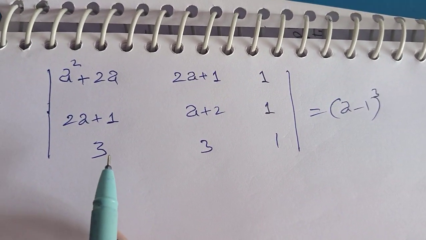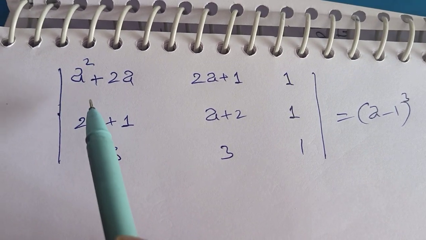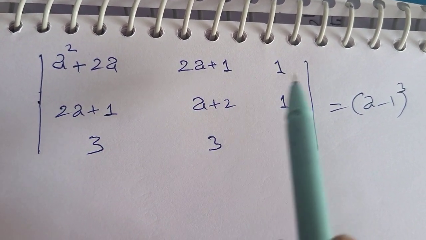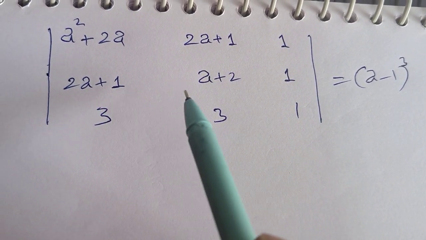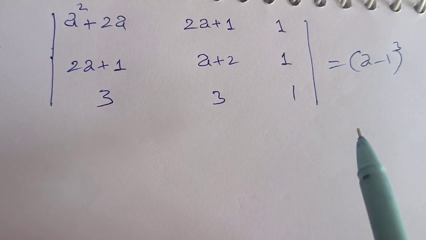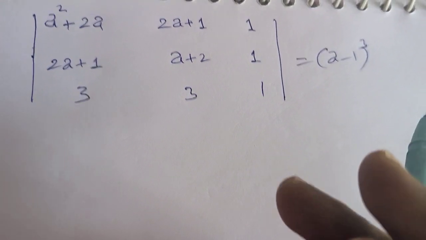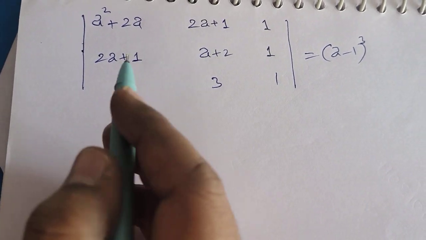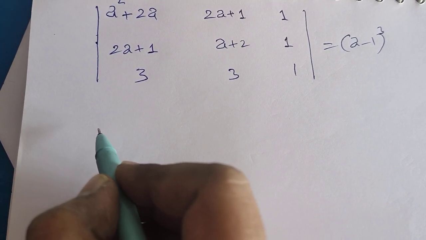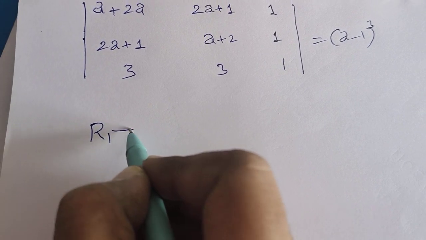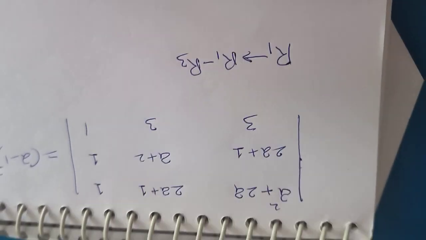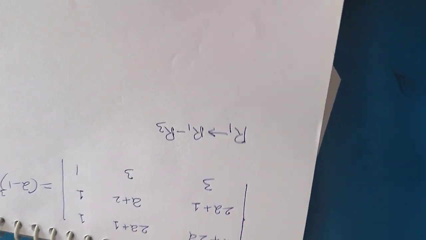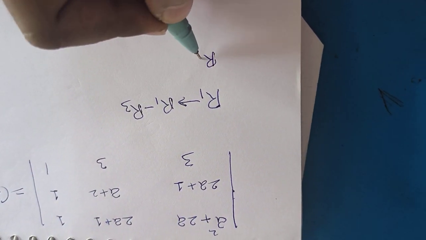In this problem, we have to show that the determinant |a² + 2a, 2a + 1, 1; 2a + 1, a + 2, 1; 3, 3, 1| is equal to (a − 1)³. So, first we will perform the row operation. Now we will consider R1 minus R3.